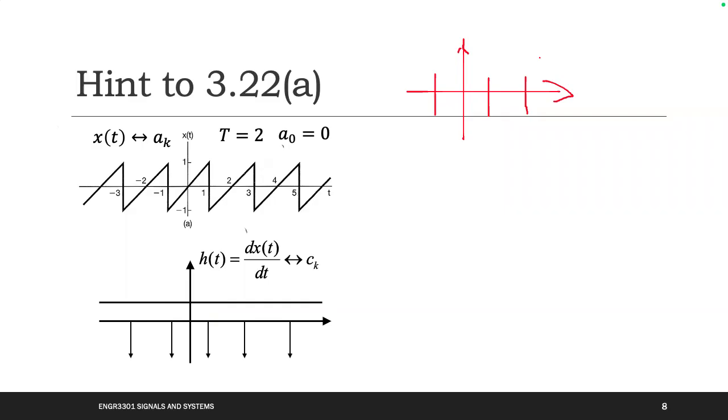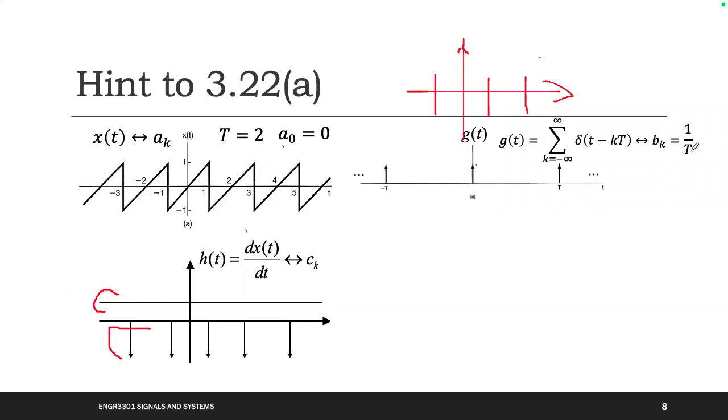Yeah, for this figure, we know this one is a constant. Am I right? This is just a constant. And for this one, what can you think? For this part, what can you think? We often use FS pairs. You can see we have this one, am I right? And this one we have b_k equal 1 over T, am I right? So here, for this one the period is also T. The period is also 2.